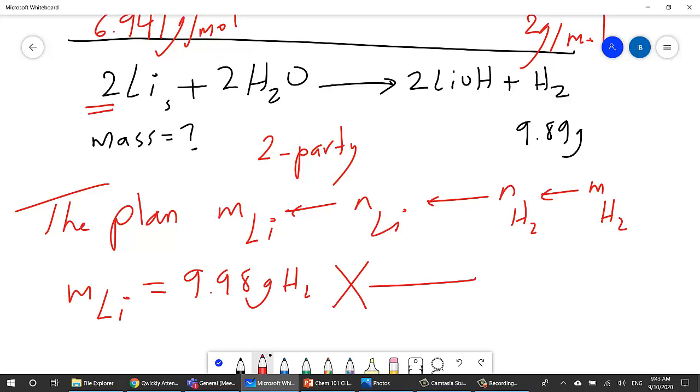Here is mass of hydrogen. We need to convert that to number of moles of hydrogen. So you know how to do that. You say 1 mole of H2 is 1 gram H2, right? No? Yes? No. This is all wrong. Why? Grams should be at the bottom. Gram should be in the bottom. And also 1 mole of H2 is not 1 gram.